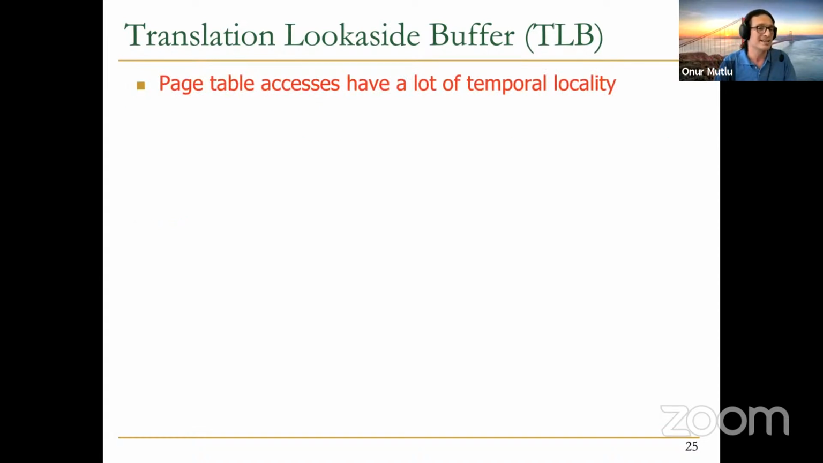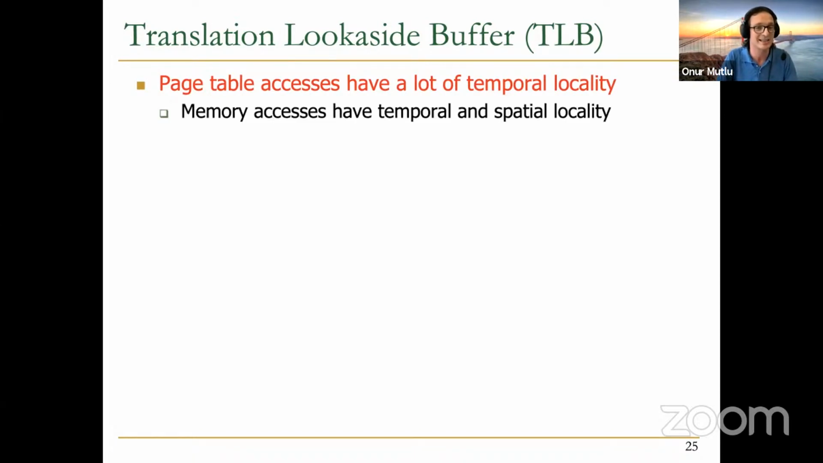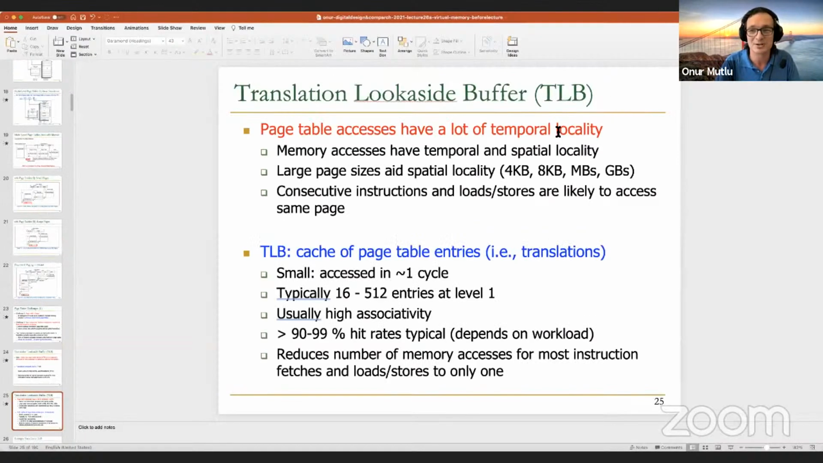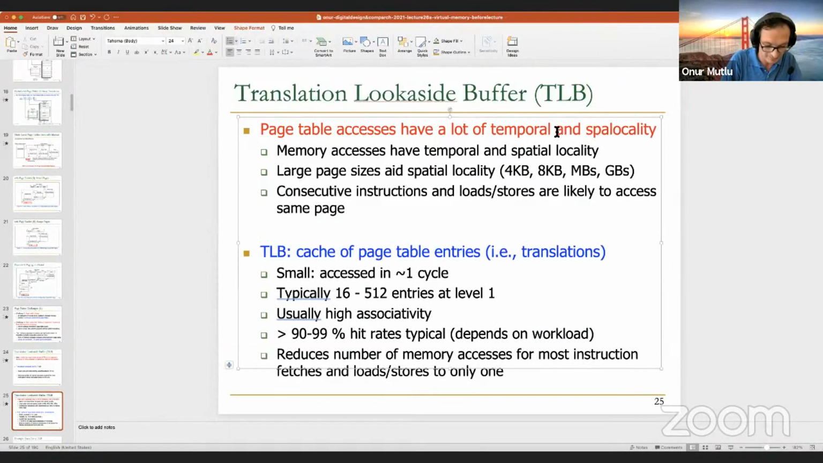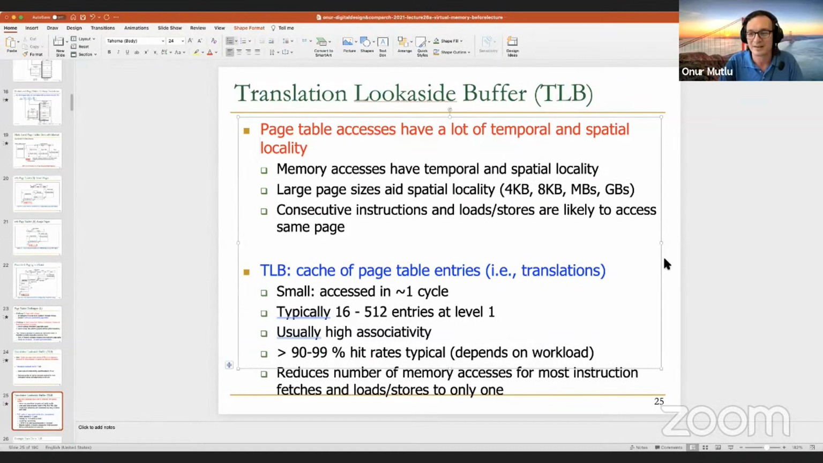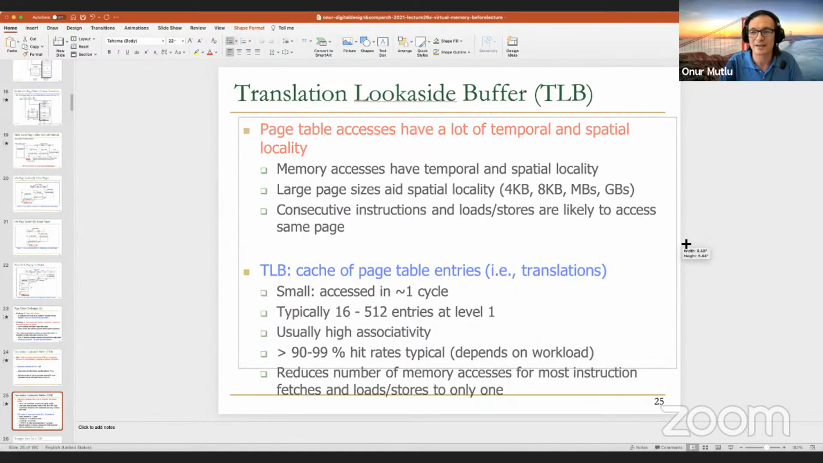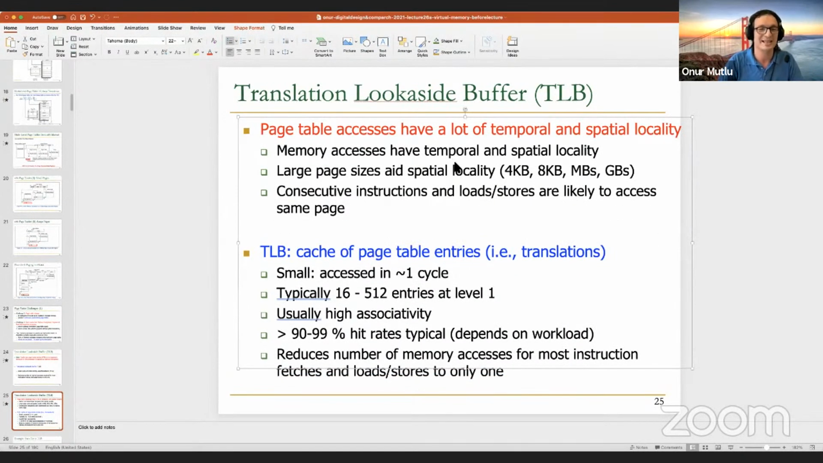So why does this work? As I said, page table accesses have a lot of temporal locality just because data accesses have a lot of temporal locality as well as spatial locality. It should be temporal and spatial locality over here. Actually, I should edit it over here. Okay, that sounds good, hopefully. And we can discuss that later on also.